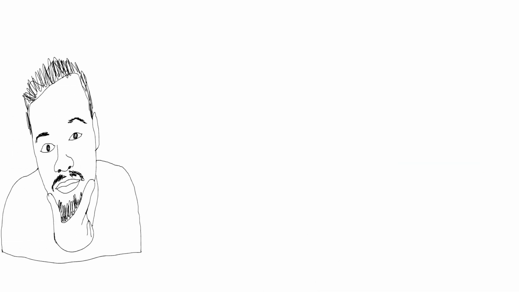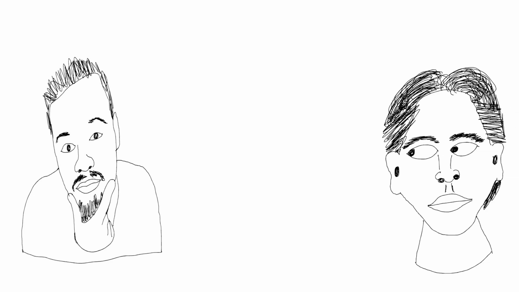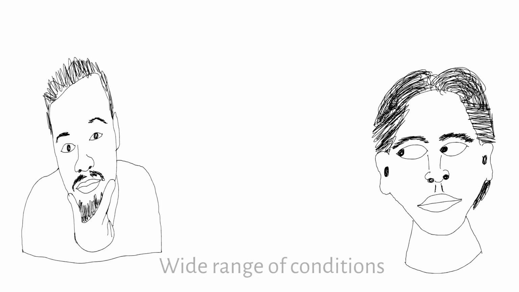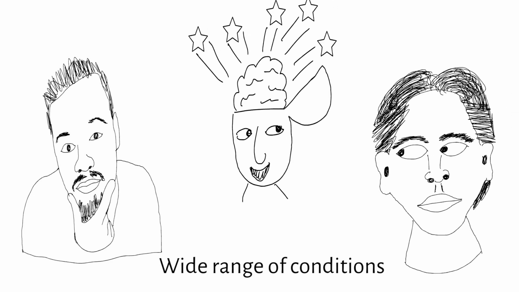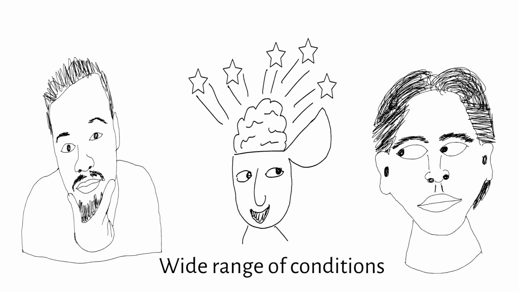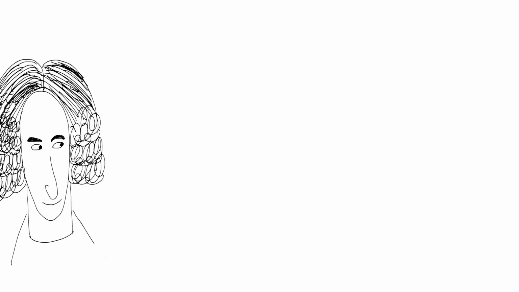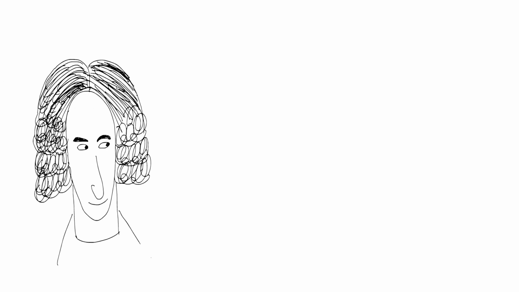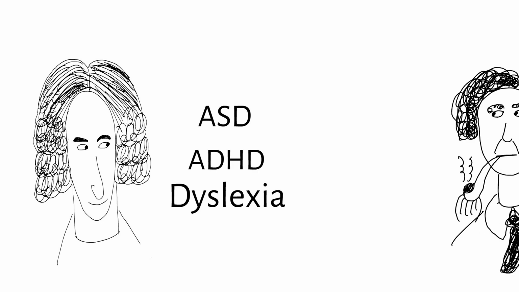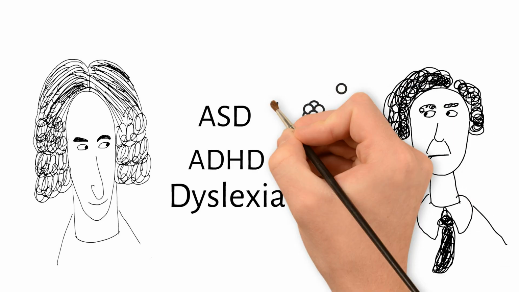So the term neurodivergence has gained popularity in recent years, encompassing a wide range of conditions where brain function differs from societal norm. This includes conditions such as autism spectrum disorder, ASD, ADHD, dyslexia, and more. But how exactly does neurodivergence come to be?